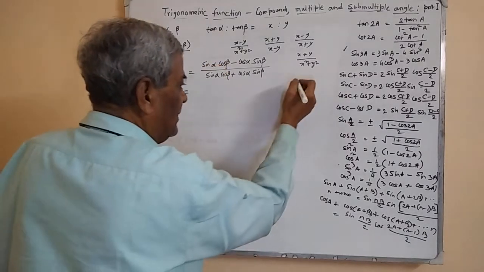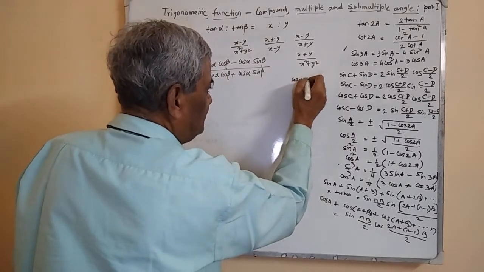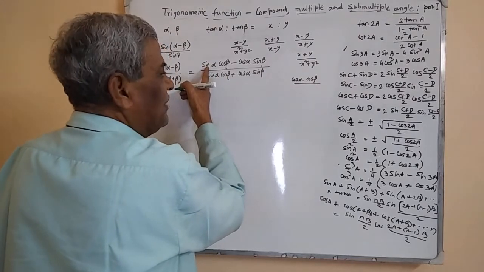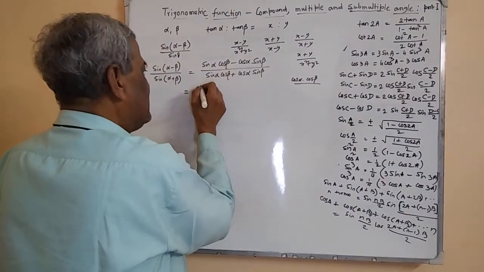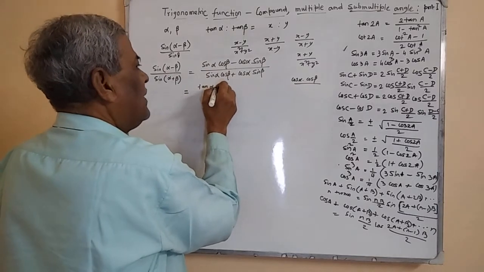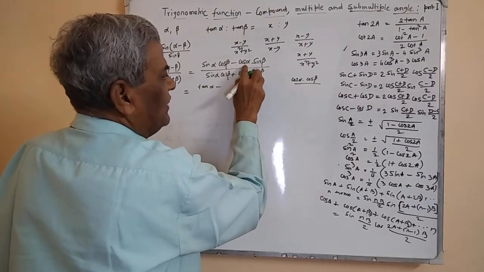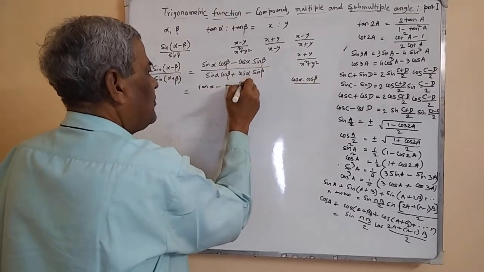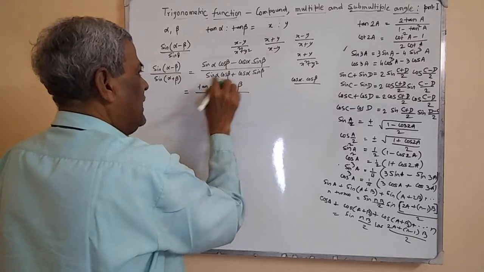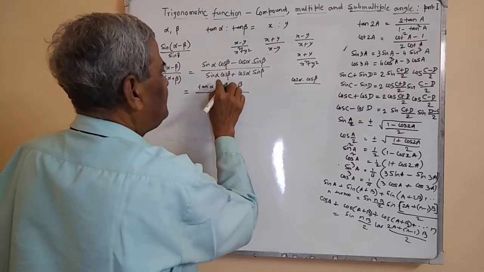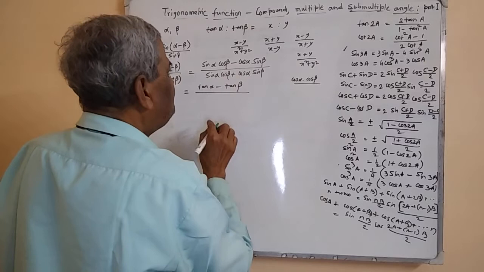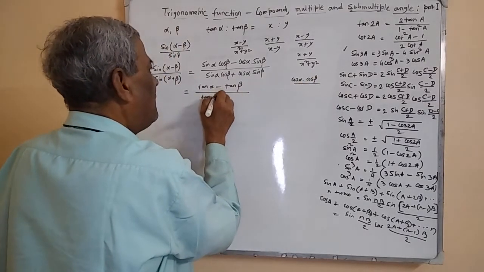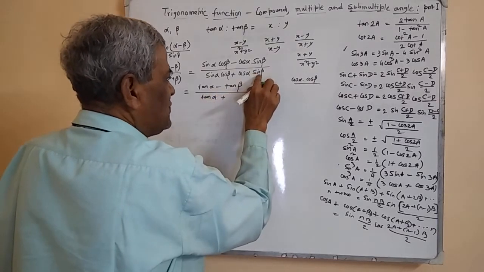So cos alpha into cos beta. This becomes sin alpha by cos alpha, and cos beta cancels, tan alpha. Here also the same thing, cos alpha cancels, sin beta by cos beta. By this one is sin alpha cos beta. So cos beta cancels, tan alpha plus tan beta.